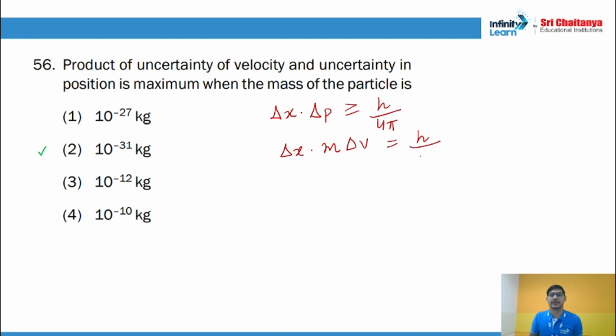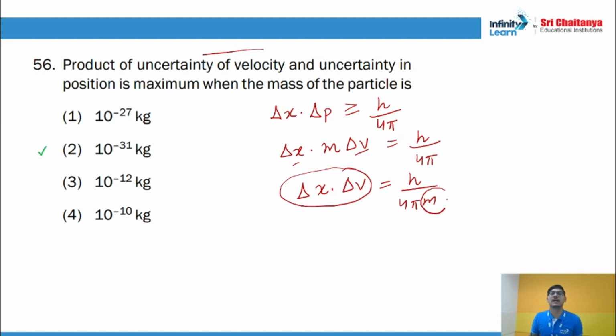So h upon 4 pi, and he's talking about uncertainty in velocity and uncertainty in position, right? Delta v and delta x. So delta x into delta v is equal to h upon 4 pi m. So you can see the product of uncertainties in position and velocity depends inversely on the mass of particle.